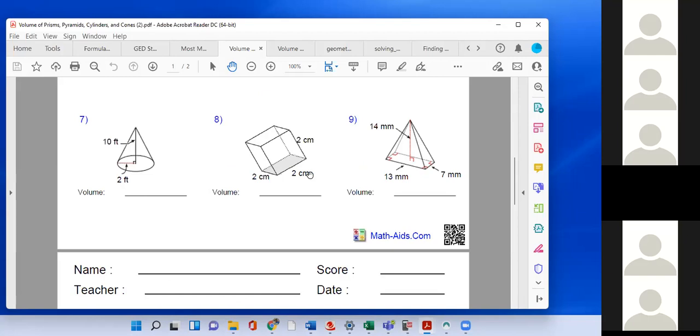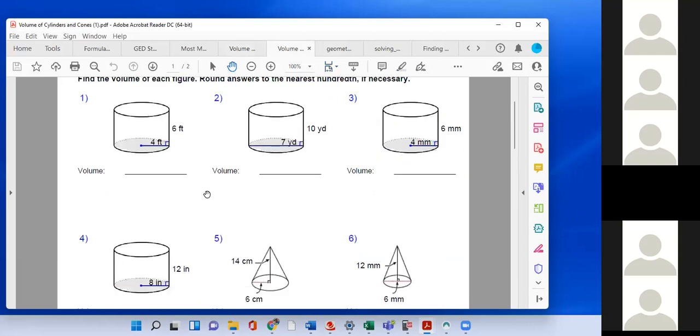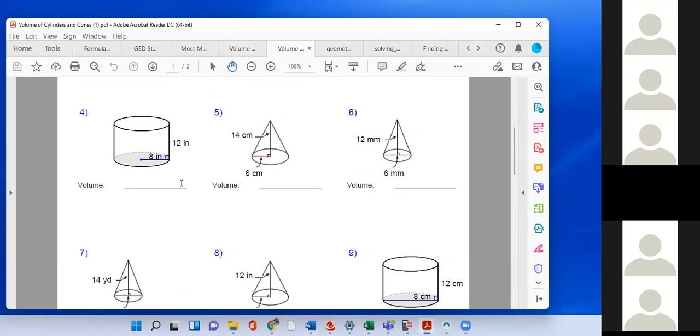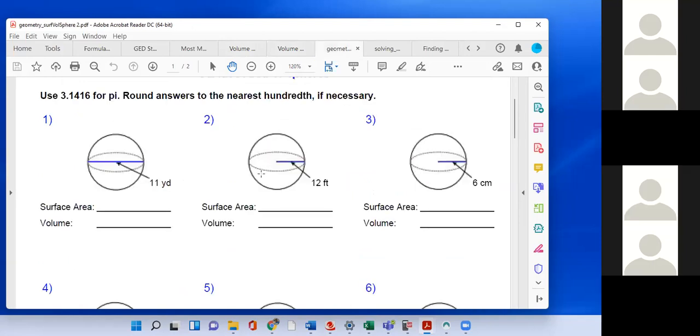Number 9 is what? Pyramid. Number 1 is what? A cylinder. Number 5 is what? A cone. Number 1 is what? Circle. Nope. A sphere.